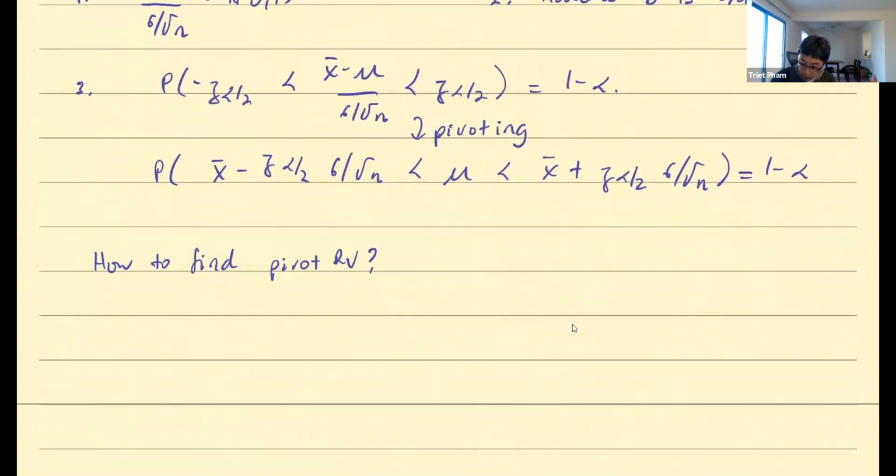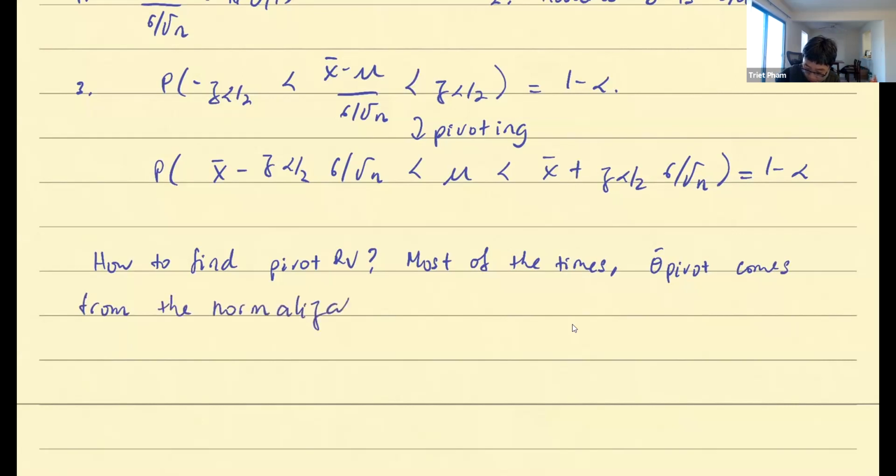A lot of the times, and most of the times, I would say always, but since this is an empirical rule, I cannot say always, but most of the times, theta hat pivot comes from the normalization of an estimator theta hat of theta. Okay.